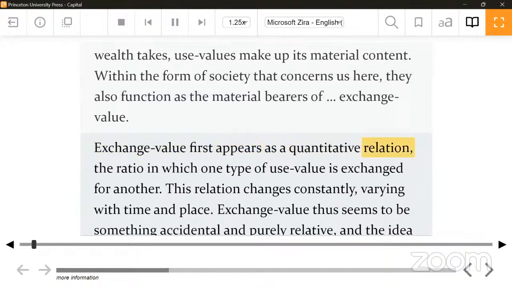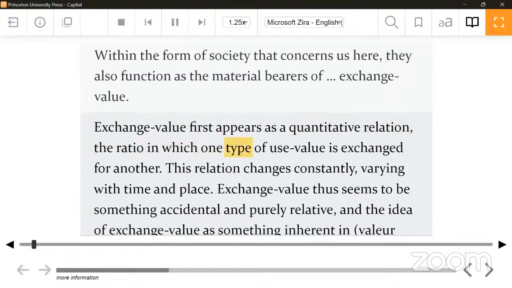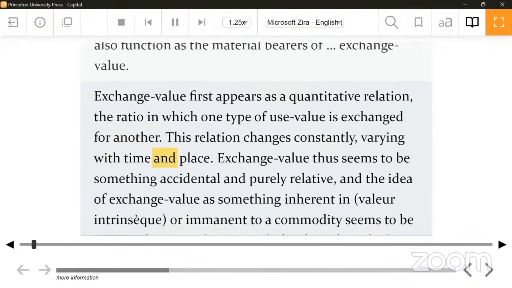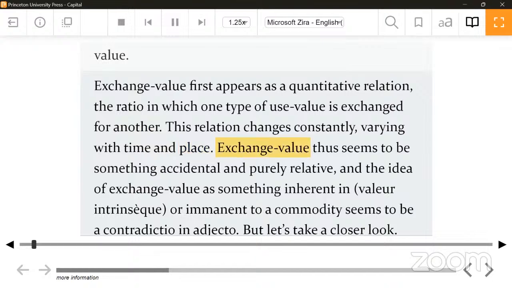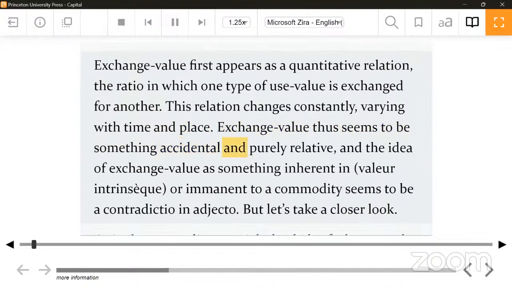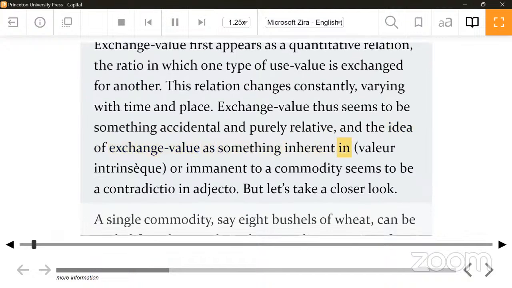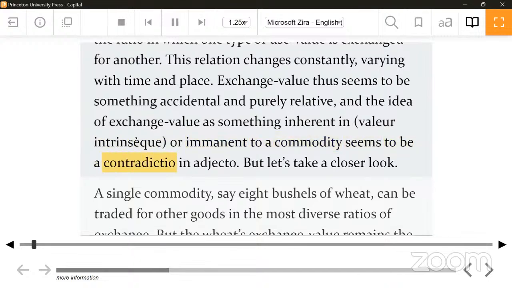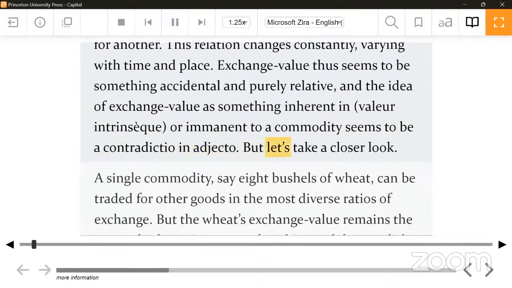Exchange value first appears as a quantitative relation, the ratio in which one type of use value is exchanged for another. This relation changes constantly, varying with time and place. Exchange value thus seems to be something accidental and purely relative, and the idea of exchange value as something inherent in, valeur intrinsèque, or immanent to a commodity seems to be a contradictio in adjecto. But let's take a closer look.